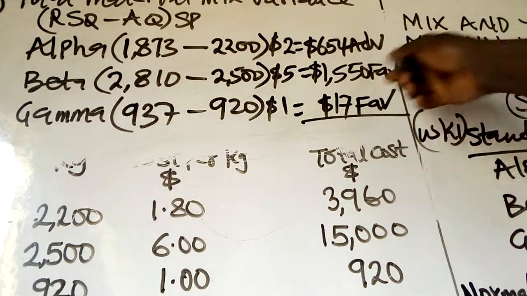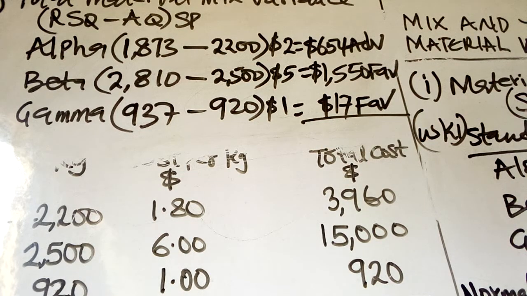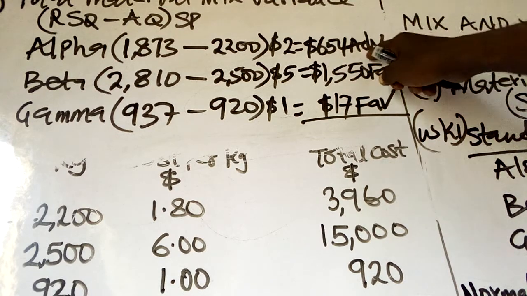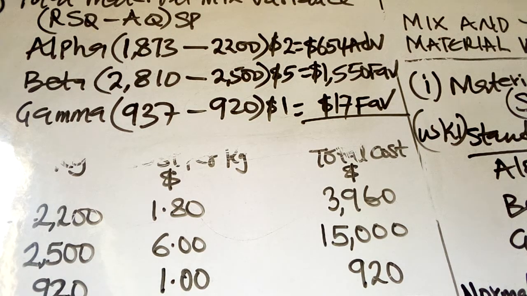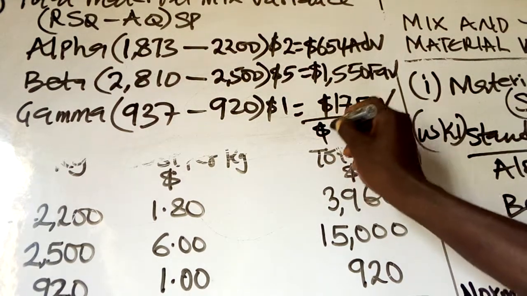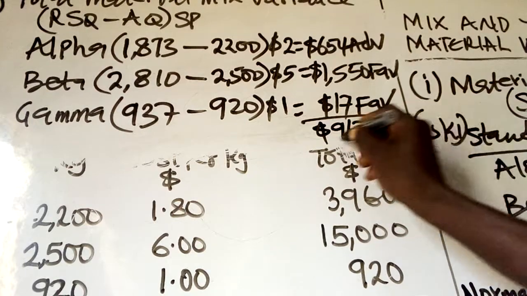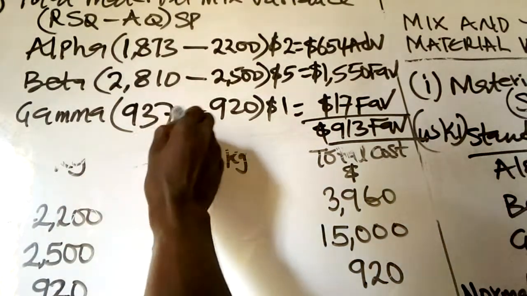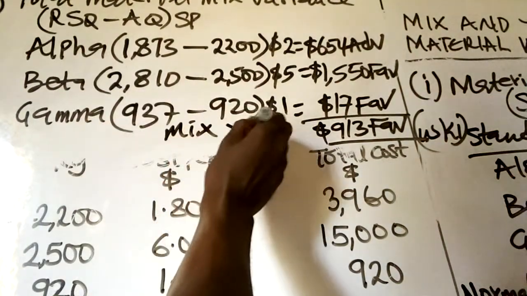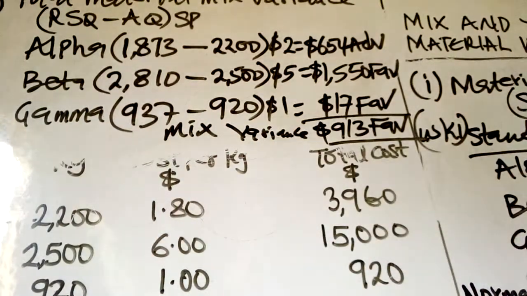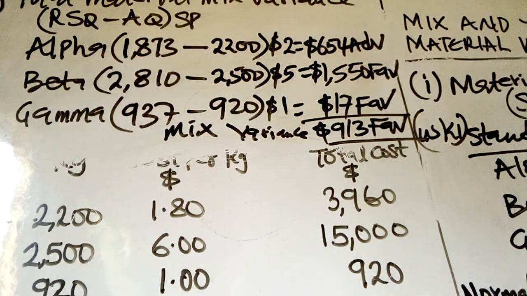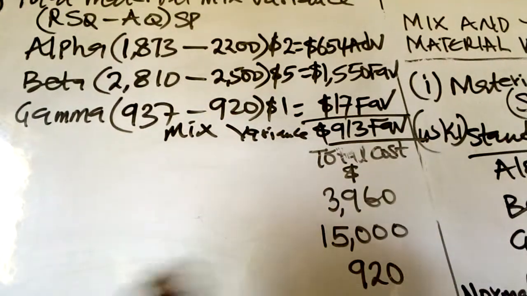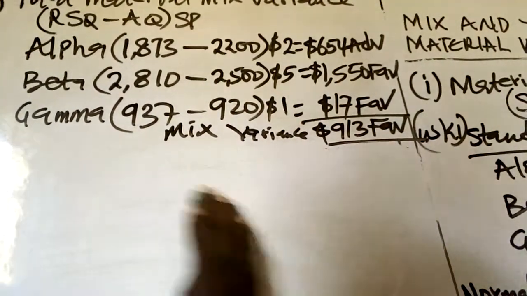When you add up the favorable, 17 plus 1550, that will give us 1567, minus adverse of 654, then you have 913 favorable. That is the material mix variance. Then, having computed the material mix variance, the next thing is to calculate the material yield variance.